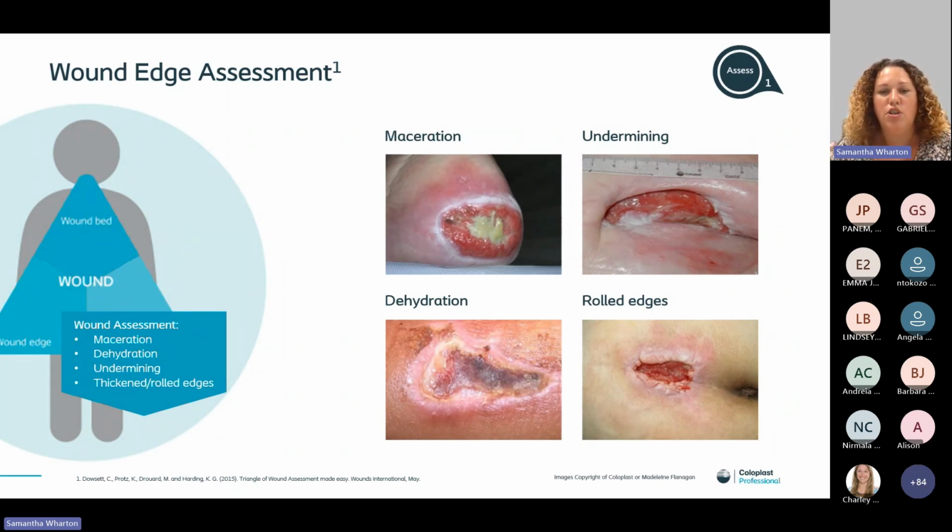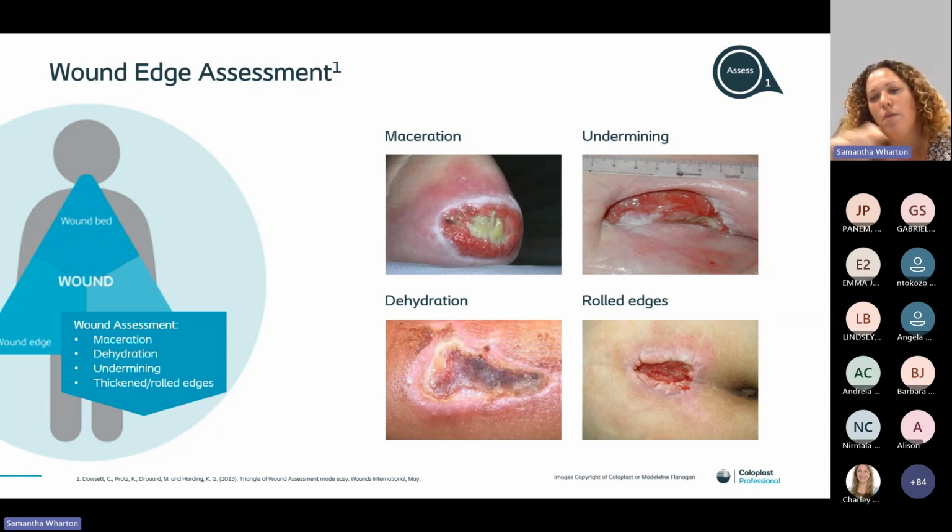Epithelial cells need moisture to sort of leapfrog over each other. If it's dry, like the Sahara, they just can't do that. And then you've got your rolled edges, really hard to manage. Sometimes they need surgical intervention because if they become really rolled, they're really, really hard to get rid of.